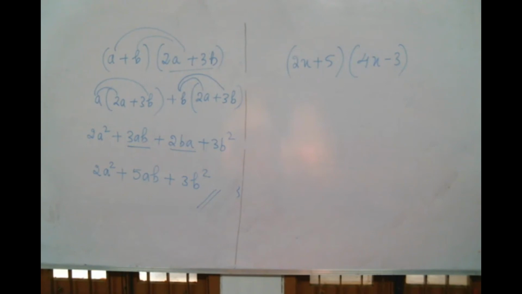Okay, Tanmay got the answer, 8x square plus 14x minus 3. Okay, Pragya, she got 8x square plus 14x minus 15. Okay, Tanmay also got the same answer. Okay, all of you are getting the same answer.